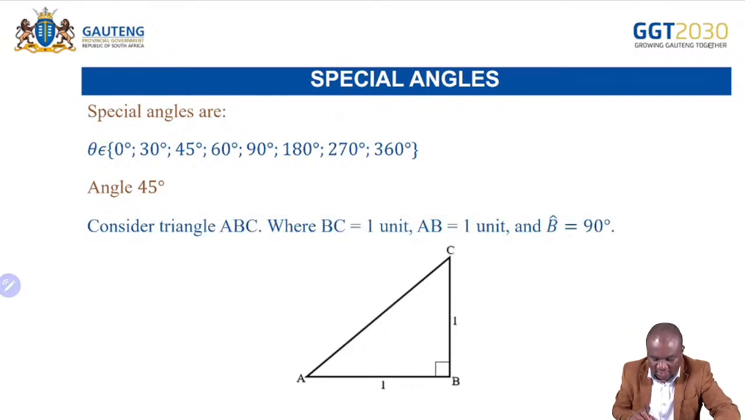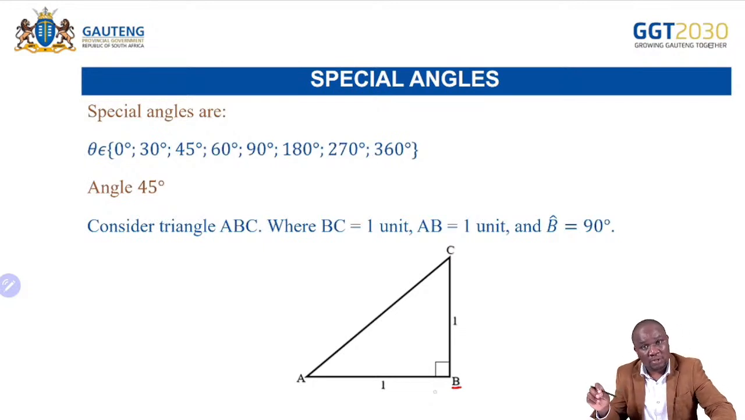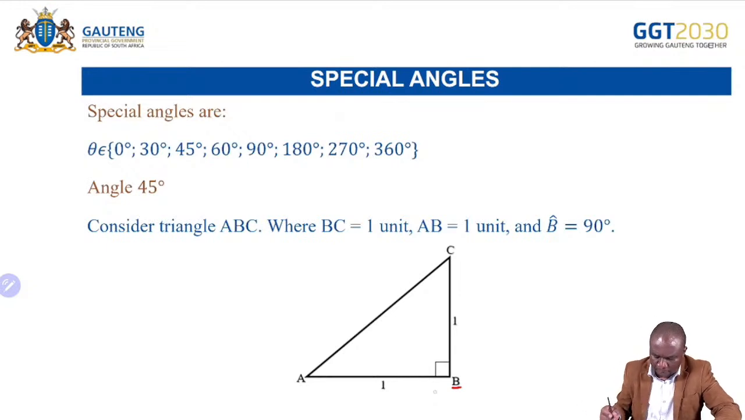Because it is a 90-degree angle. B is 90 degrees there. And then why isosceles? AB and BC are equal. Remember, an isosceles triangle has two equal sides. Angles opposite equal sides are equal, and sides opposite equal angles are equal. That's an isosceles triangle. Right.